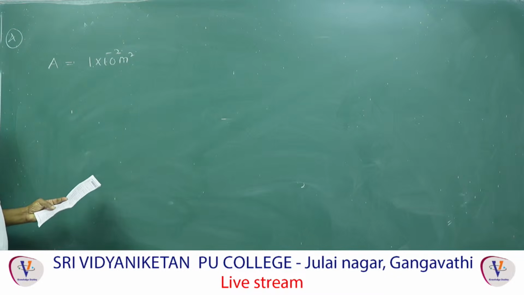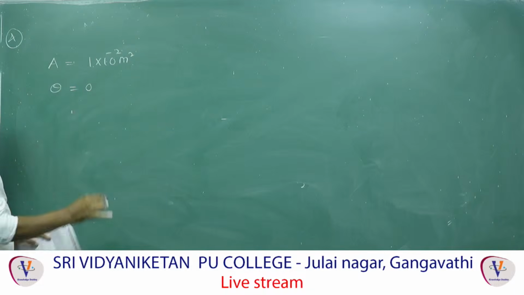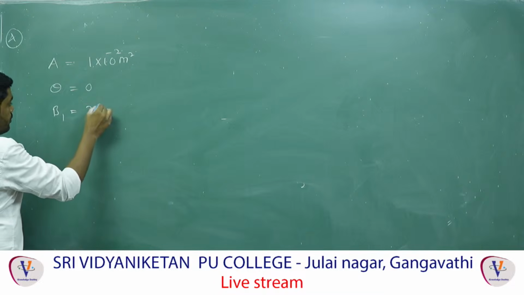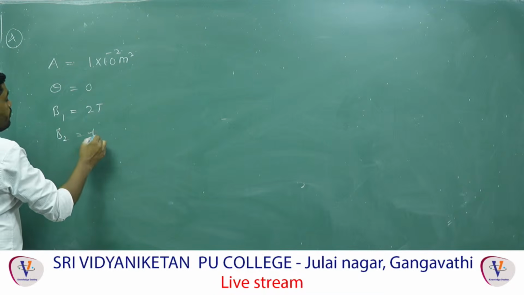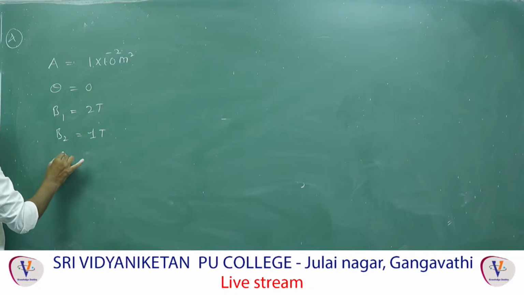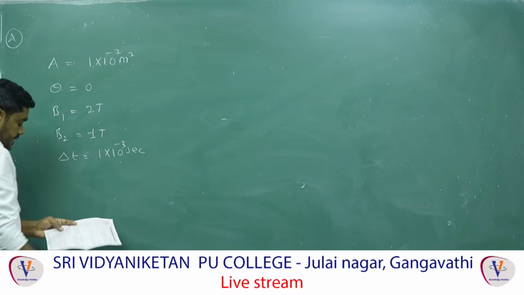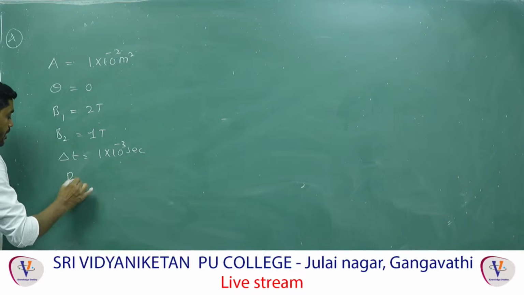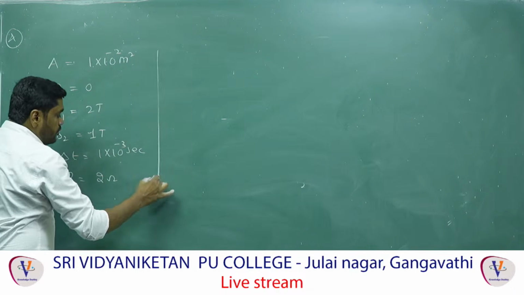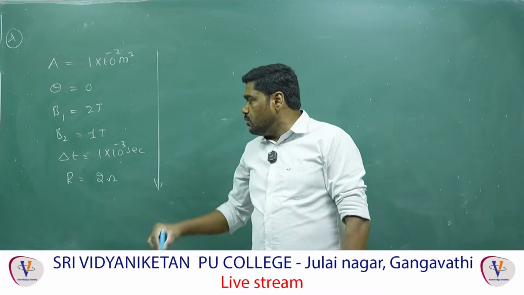So next, inside a magnetic field which is normal to the plane means theta is equal to 0. So magnetic field changes from 2 Tesla to 1 Tesla: B1 is equal to 2 Tesla and B2 is equal to 1 Tesla. Next, in 1 millisecond, therefore change in time delta T is equal to 1 into 10 power minus 3 second. Now the resistance R is equal to 2 ohm given. If you follow the data like this, then you can get an idea how to find out the power.